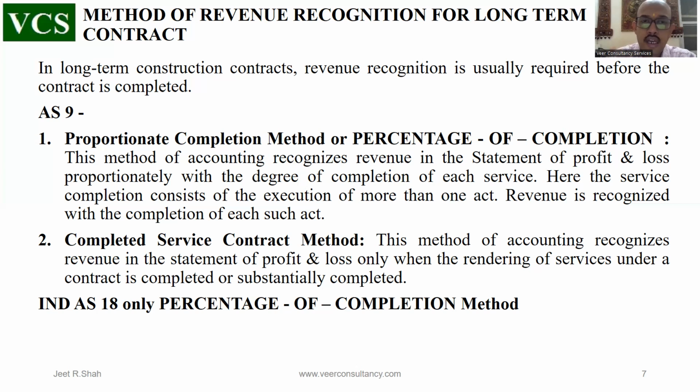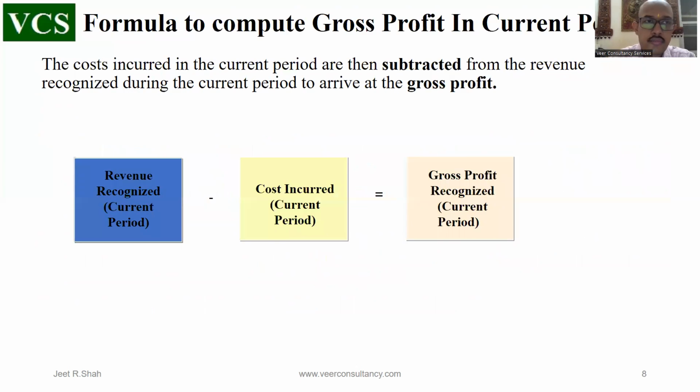Matlab, suppose you are making a road. You are not going to recognize a single rupee as sale unless and until you have handed over the road made, or substantially you have done all the work that is required to be done for the beginning of the road. That's what method number two says. However, Ind AS 18 accepts only the percentage of completion method as the method for recognizing revenues in case you are having longer term contracts.